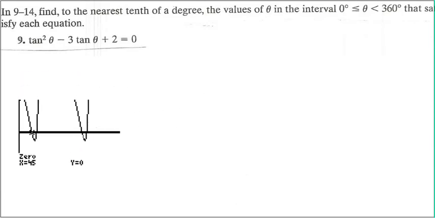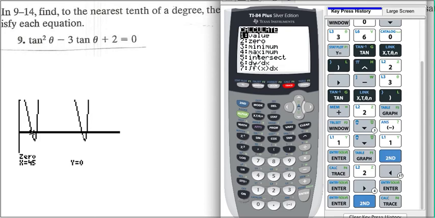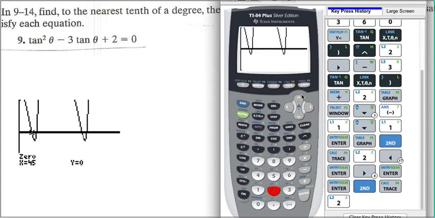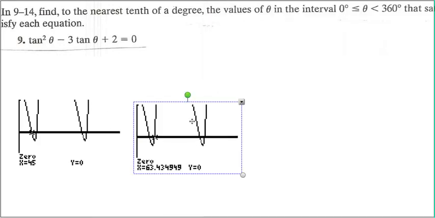Now, next one would have been the same idea. 0, number 2. Left bound over here. Right bound has to be past that. There it goes. 63 degrees. Now, we don't actually have to even find the other 2 because these are the reference angles, from which we can figure out the rest.